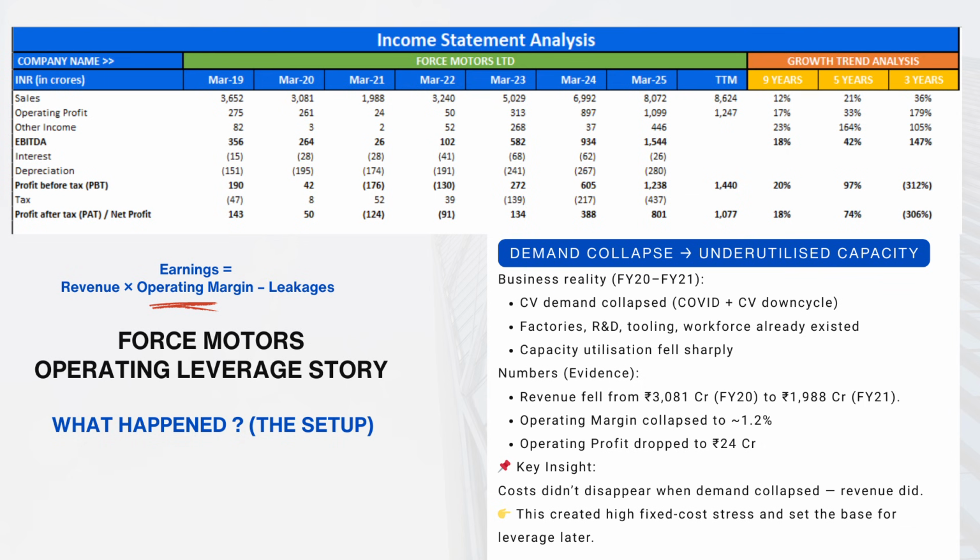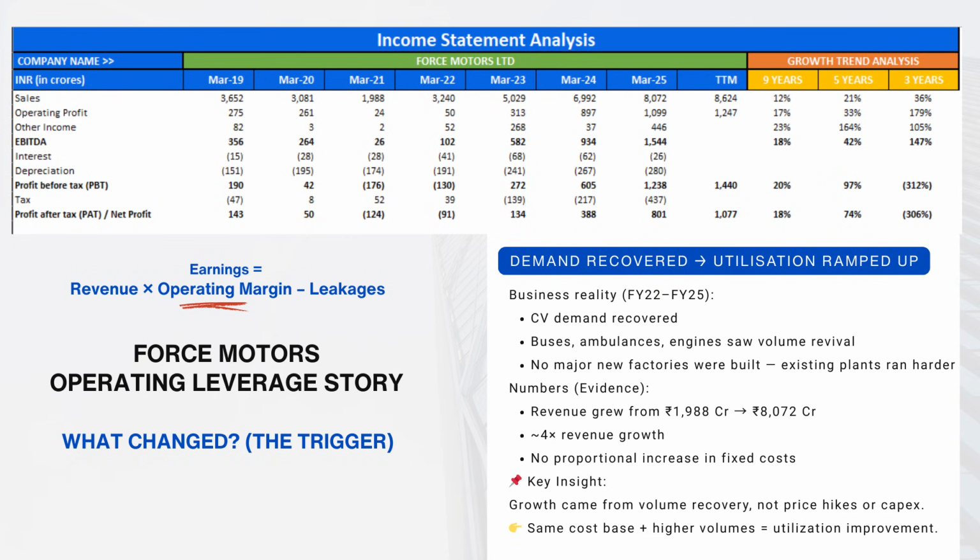Post-COVID, which is around fiscal 22 onwards, the cycle started turning. Suddenly the demand for vehicles increased, basically mobility normalized. Now Force Motor did not add any new factories here. They had no big capex plan and no aggressive expansion. They simply started running the same plant harder. And if you look at the income statement, the numbers show it very clearly. Revenue grew from 2,000 crore to around 8,000 crore, which is almost 4x. This growth came mainly from volume recovery, not from price hikes or any expansion. So same cost base, higher volume, better utilization. Very simple, right? And this is where the operating leverage really shows up.